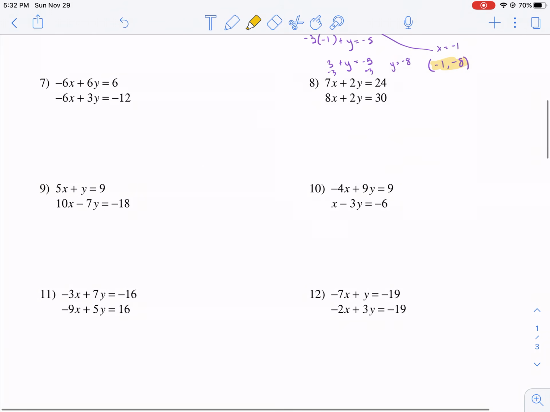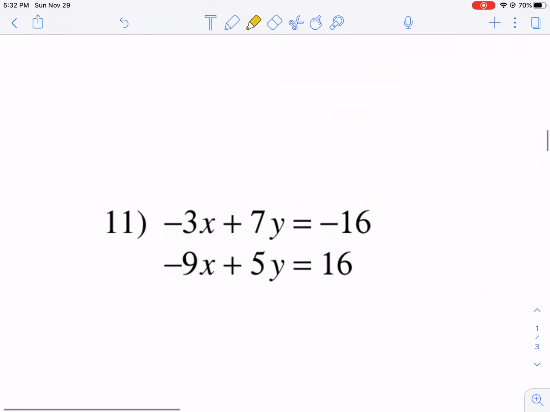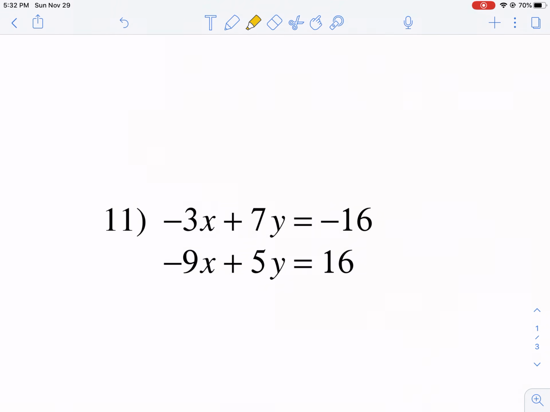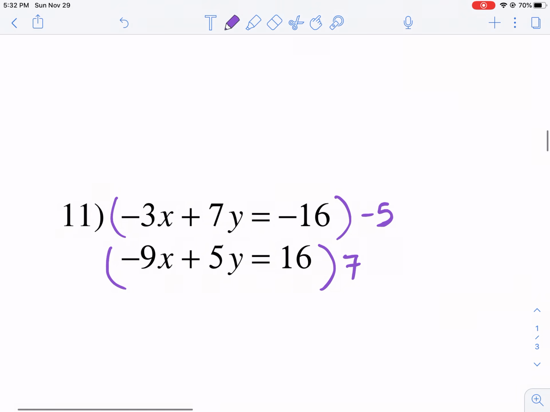Okay, so let's take this one, number 11. Okay, so number 11, the x's are not opposites, the y's aren't opposites, so we got some serious issues going on here. What do? Well, I'm going to try to make it the easiest possible. If I tried to get the y's to be opposites, what would I have to do? Well, I would need to multiply the top by something and the bottom by something in order to get them to be opposites. I could multiply the top by -5 and the bottom by 7, and that would make them opposites. What would happen there?